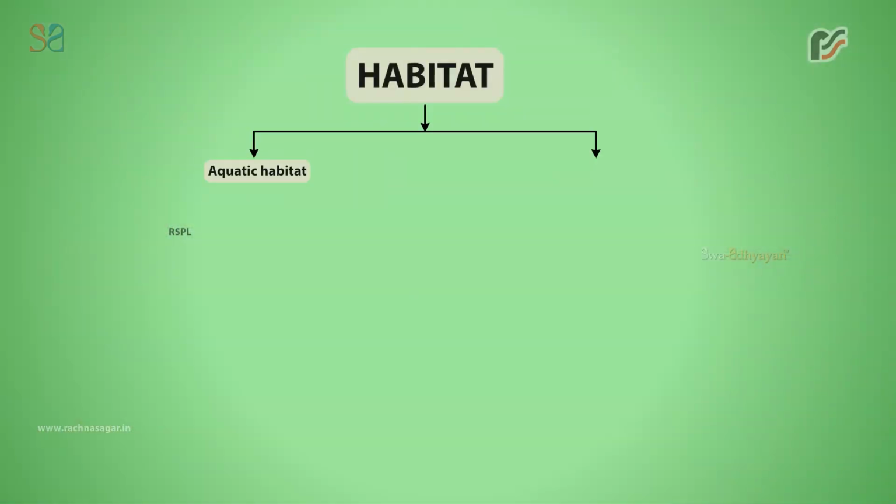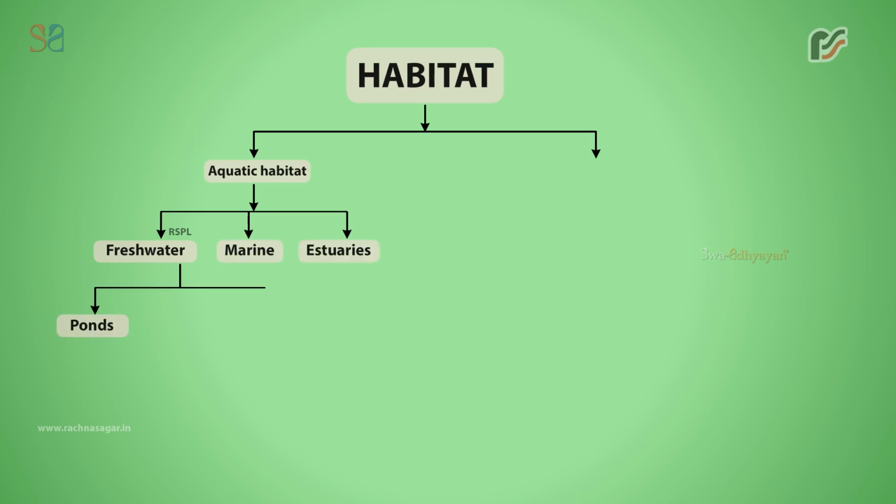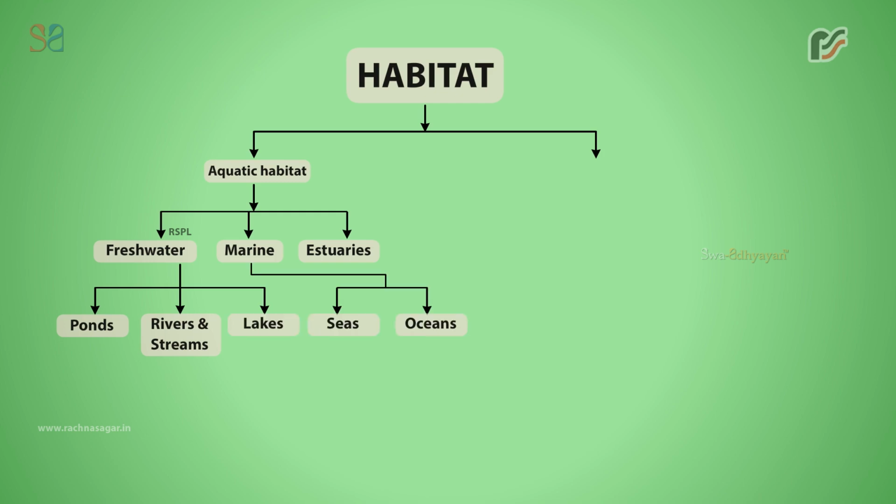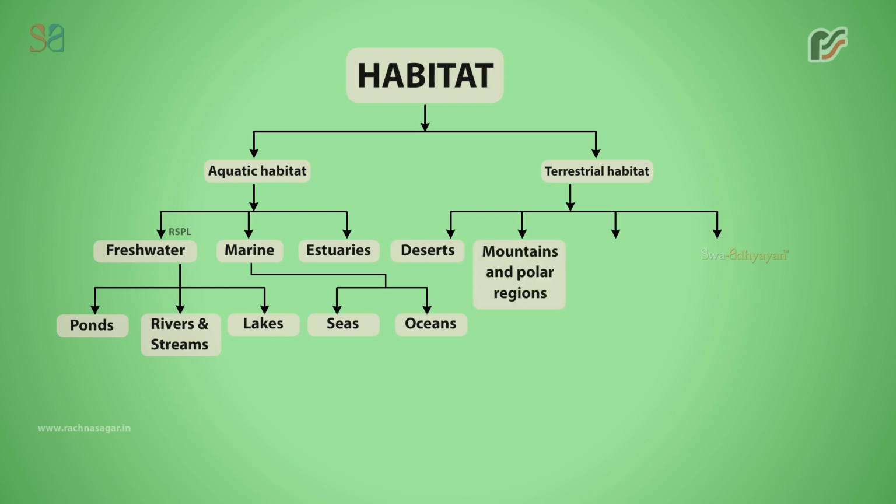Habitat. Aquatic habitat. Freshwater, marine, estuaries, ponds, rivers and streams, lakes, seas, oceans. Terrestrial habitat. Deserts, mountains and polar regions, grasslands.